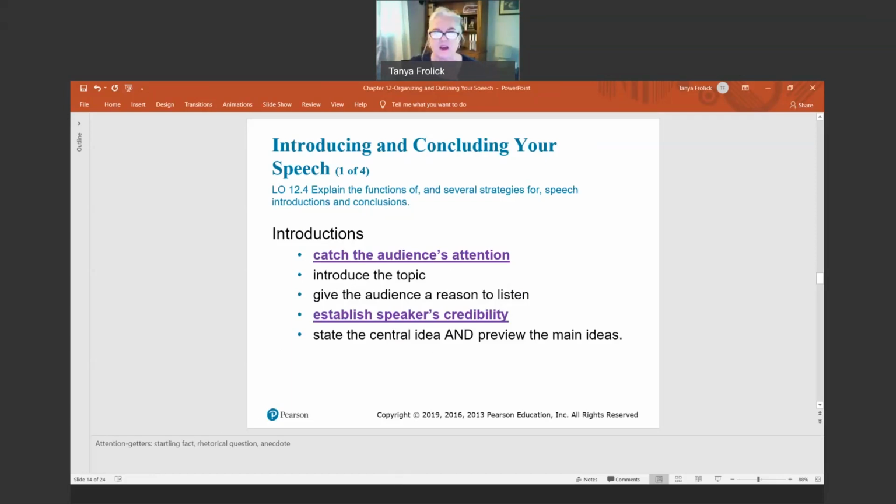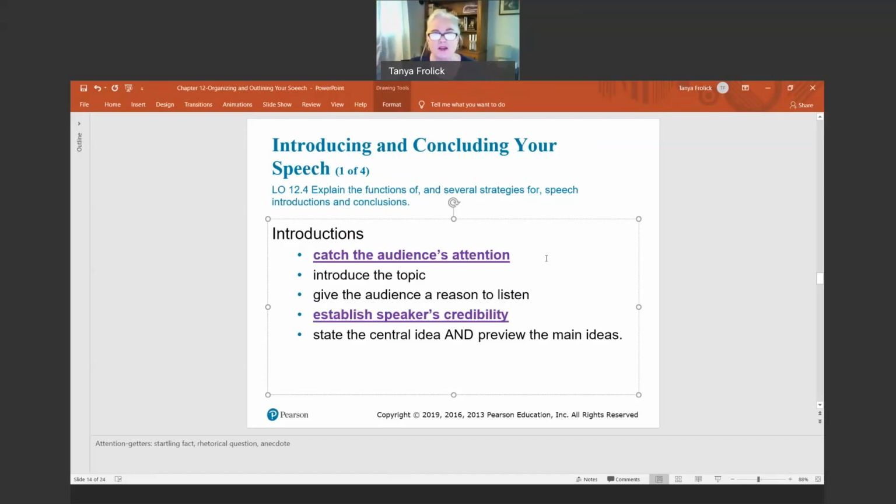A startling fact. One example of a startling fact would be, did you know that 1 out of 4 women will be sexually assaulted or harassed in their life? It could be a startling fact. Or a rhetorical question. What would you do if? How would you respond if you could know what my dog is thinking half the time? She gives me those enigmatic looks.